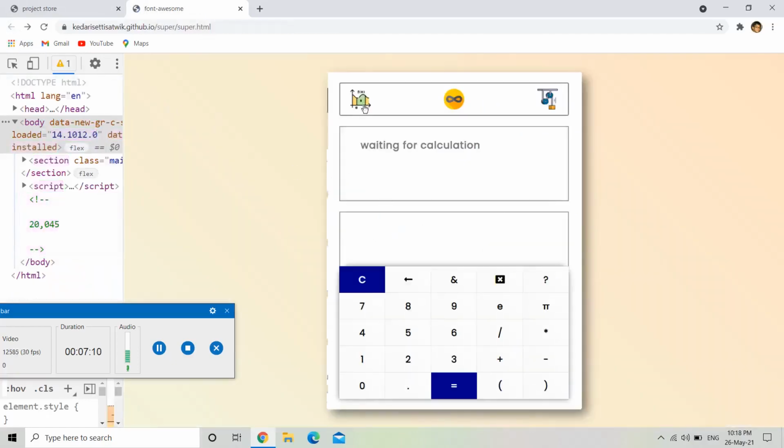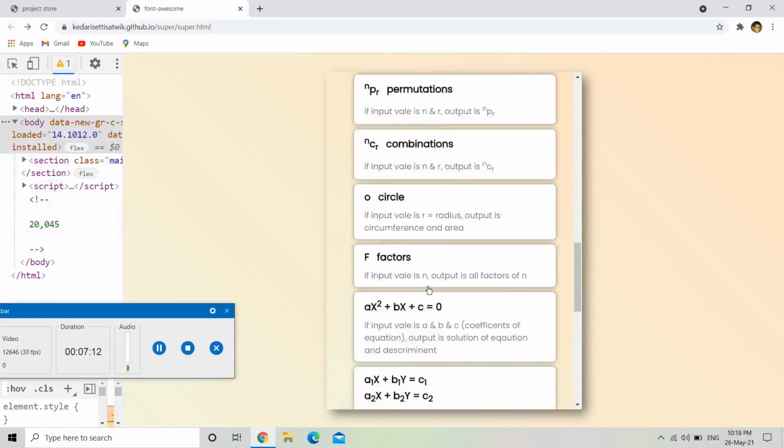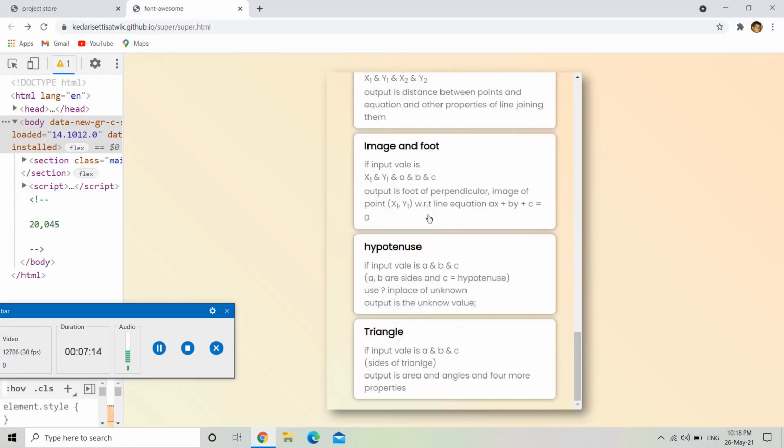So now let's see another thing. Here is image and foot. You should write x1 and y1 and the coefficients of the line equation, ax plus by plus c equals 0. The output is the foot of the perpendicular, the image of the point, and the perpendicular distance.